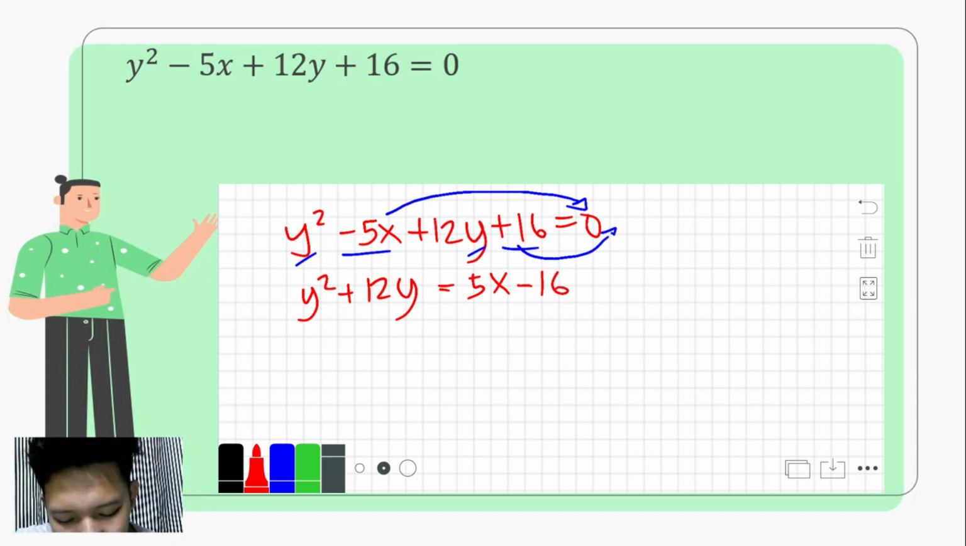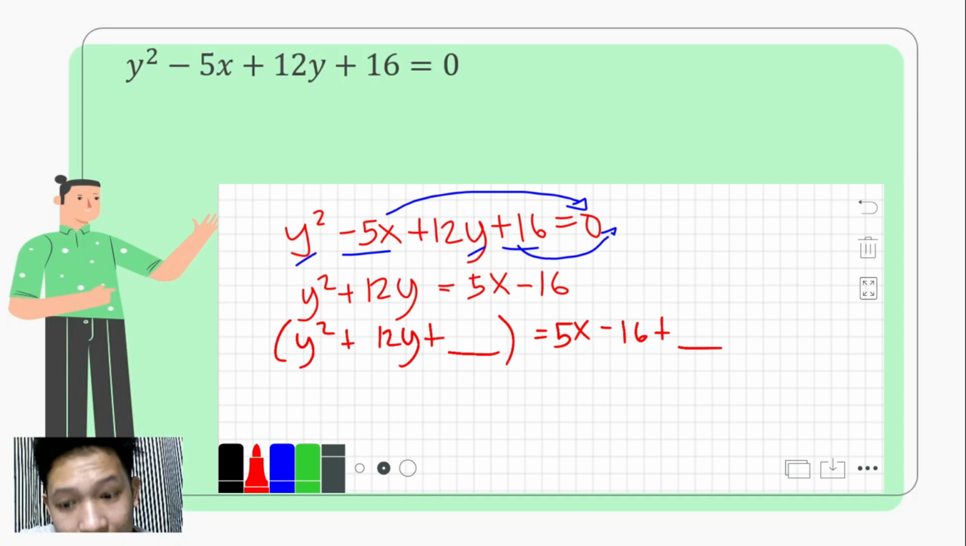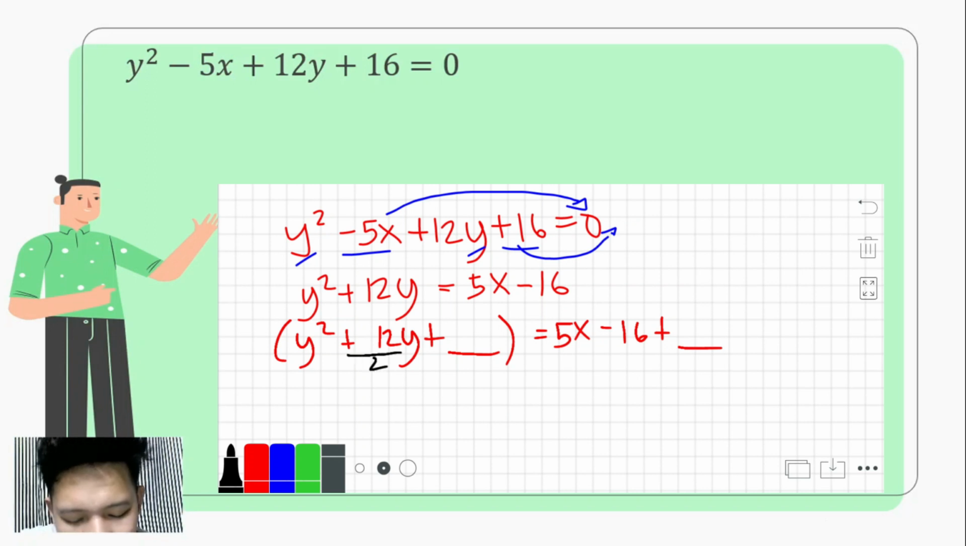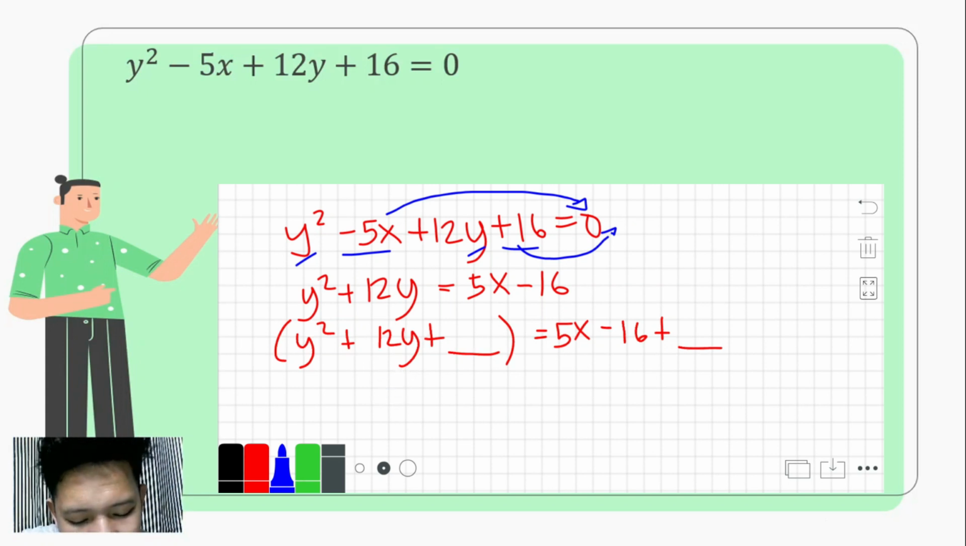And what we're going to do with this term is for us to complete the square. And for us to do that, we have y squared plus 12y plus a certain value equals 5x minus 16 plus yung idadagdag natin dito. So, to complete the square, gagawin natin is for us to divide positive 12 by 2. That is actually 6. And what we're going to do is to square it. And that is actually 36. So, we have here plus 36.